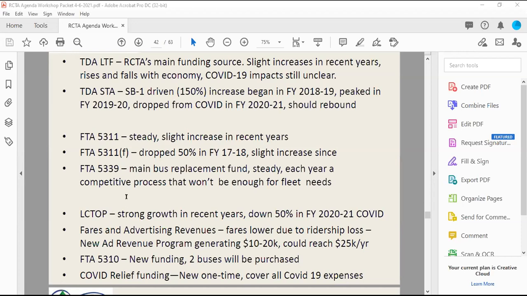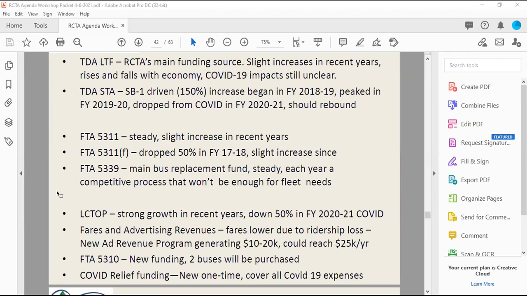One of the brightest things is FTA 5339, because it comes out about one bus a year. It is competitive, but we're good competitors. And that has been pretty much about the same level. Sometimes you get two, which is good, but theoretically, we could get a year with only one or none. But that's a federal source that happens to be administered here through Caltrans. The money comes to Caltrans and they administer it.